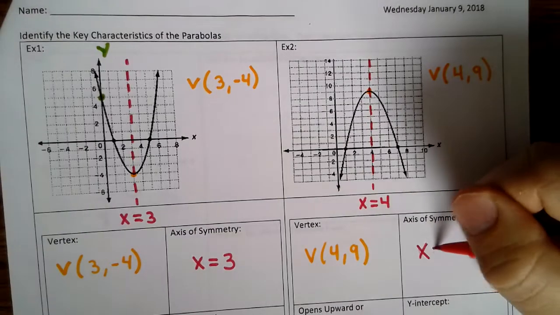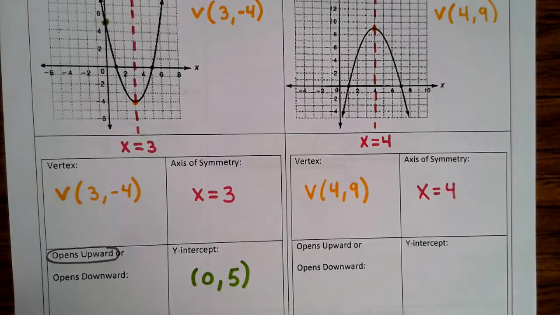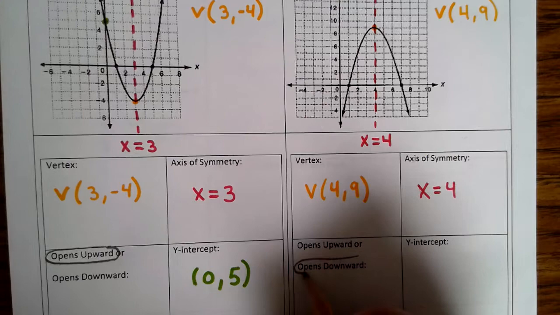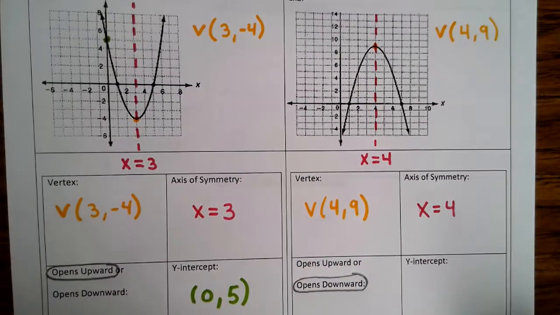Okay, it opens, in this case, downward. The y-intercept, it looks like, is at 0, negative 5.